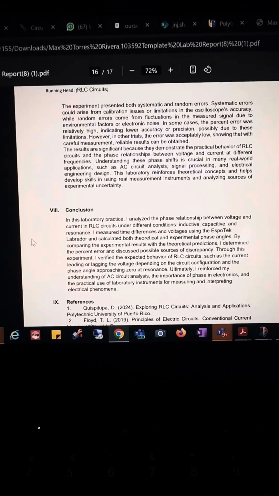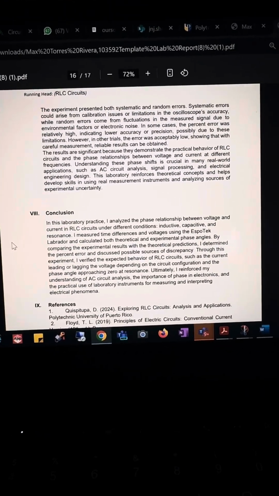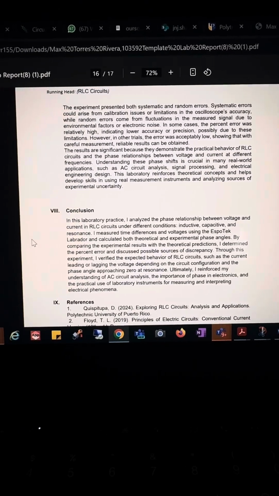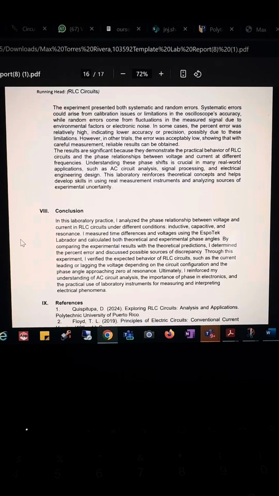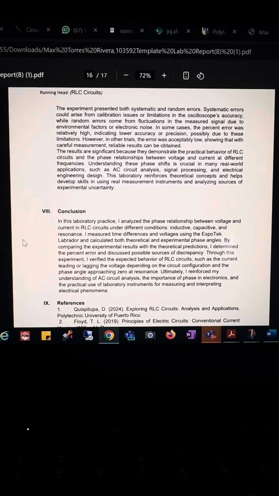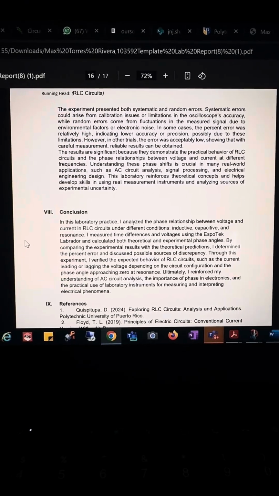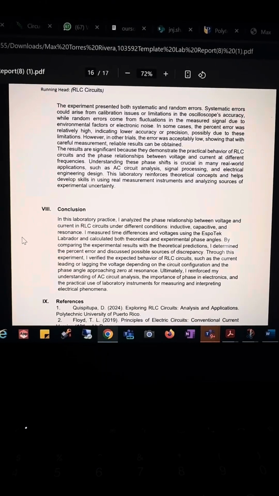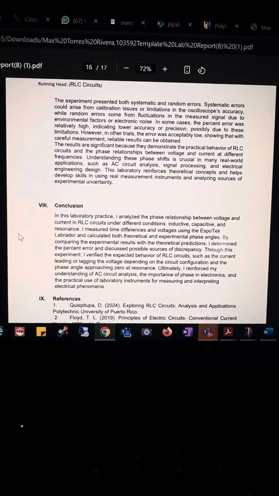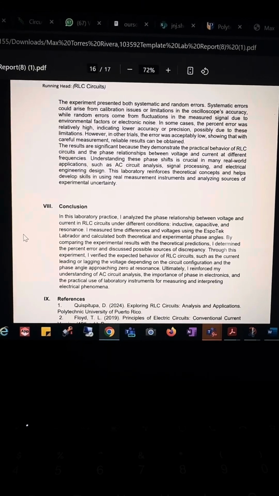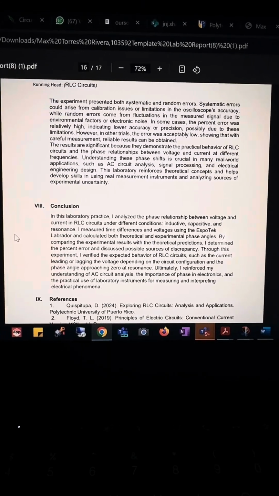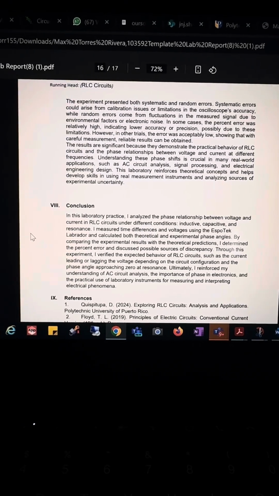In this laboratory practice, I analyzed the phase relationship between voltage and current in RLC circuits under different conditions: inductive, capacitive, and resonance. This lab was super helpful because it helps you understand AC circuits, analyze them, the importance of basic electronics, and the practical use of laboratory instruments for measuring and interpreting electrical phenomena.